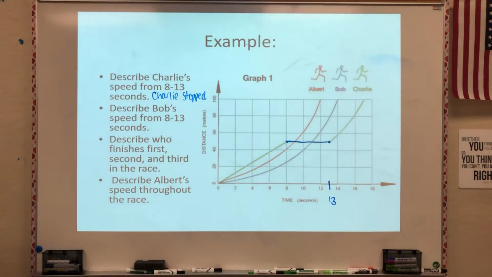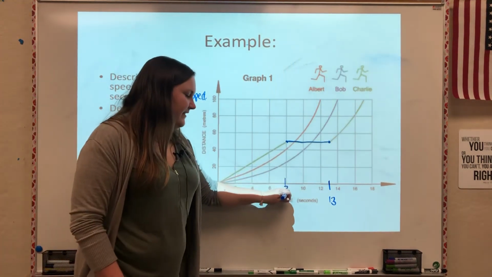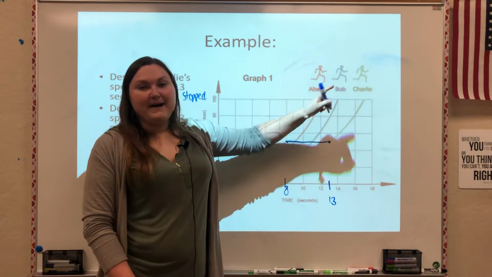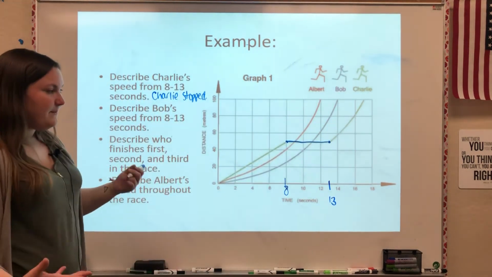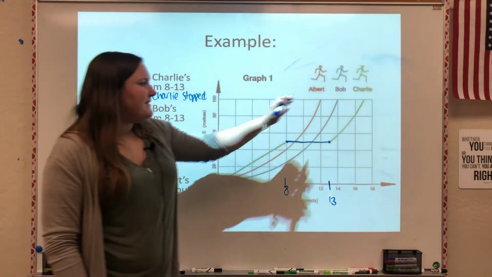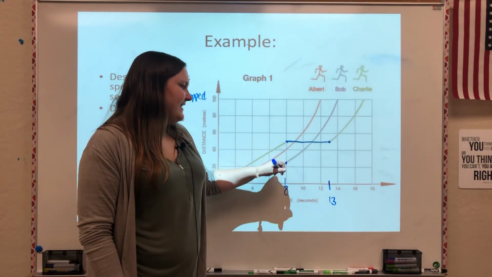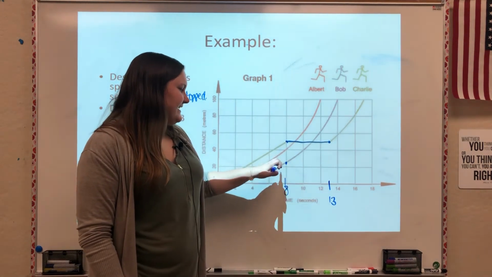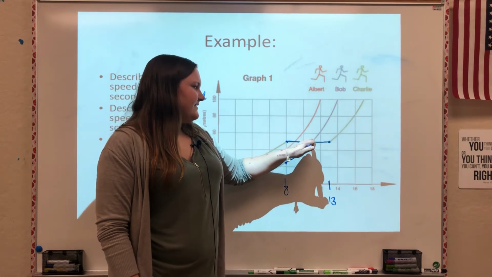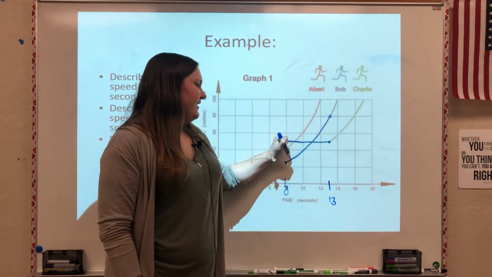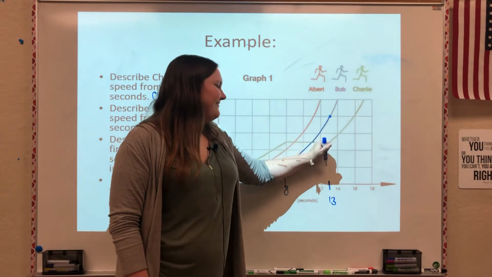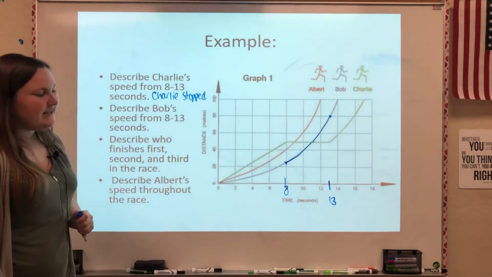Our second question says, describe Bob's speed from 8 to 13 seconds. So we're looking at that same period of time, but now we're looking at Bob instead. So I'm going to do the same thing. Let me find Bob on the graph. Bob is this blue line, so I'm going to start here at 8 seconds and go until 13 seconds. So this stretch right here, we're going to forget about Charlie. So what's Bob doing there?